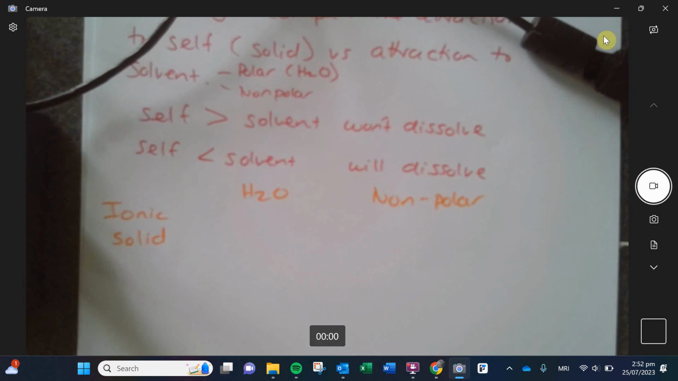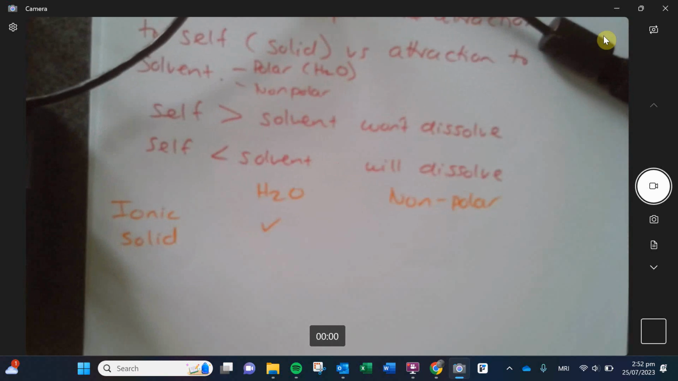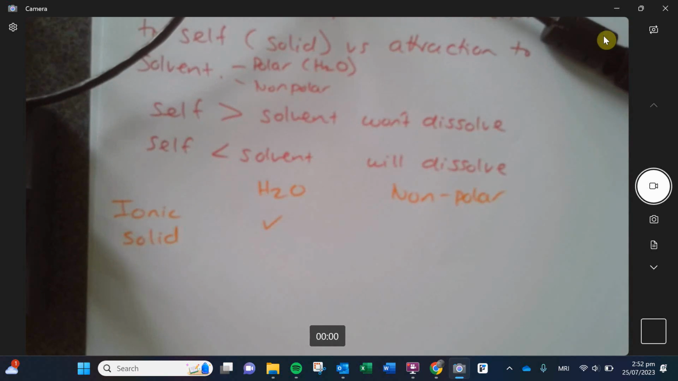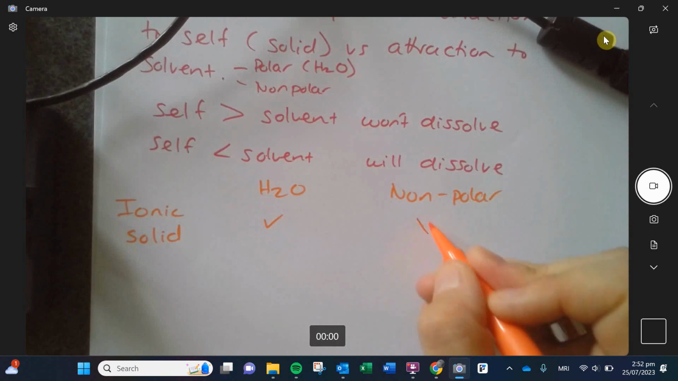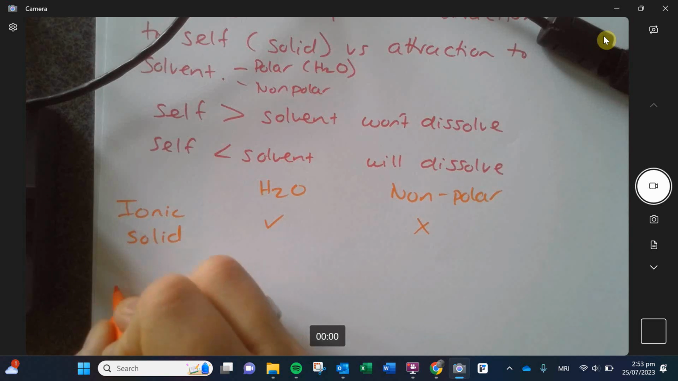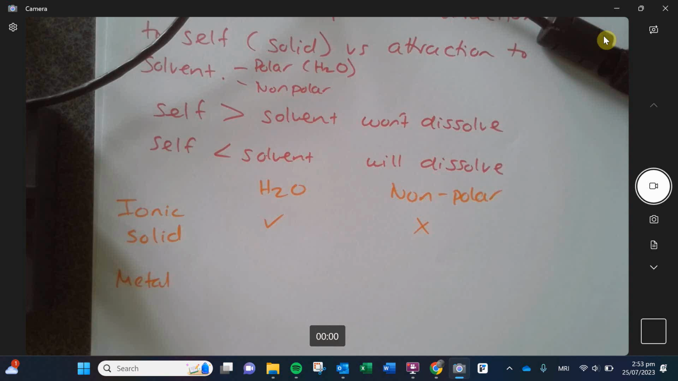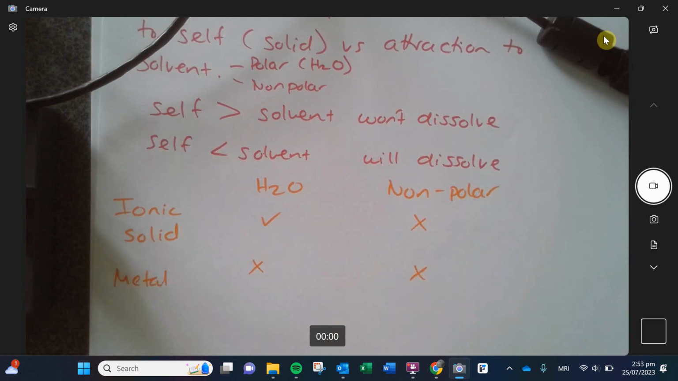So ionic solids will dissolve in water because we know that water has that slight positive and negative charge that will isolate the charged ions in an ionic solid. In a nonpolar solvent, it would not dissolve. So if you want to try this at home, you can try to take salt and dissolve it into oil, and it's not going to do it. Yeah? Next one we have are the metals. Metals won't dissolve in either. The metal bonds are too strong, so the water molecule won't be able to break them apart.